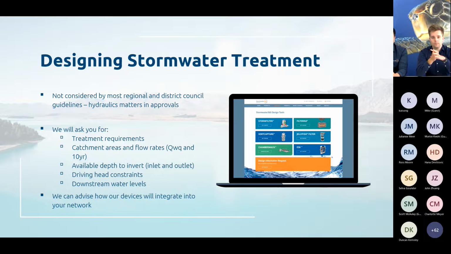And we will always advocate for good integration of proprietary devices into your network design. Without good integration, that's where we can lead to problems and operational problems down the track.